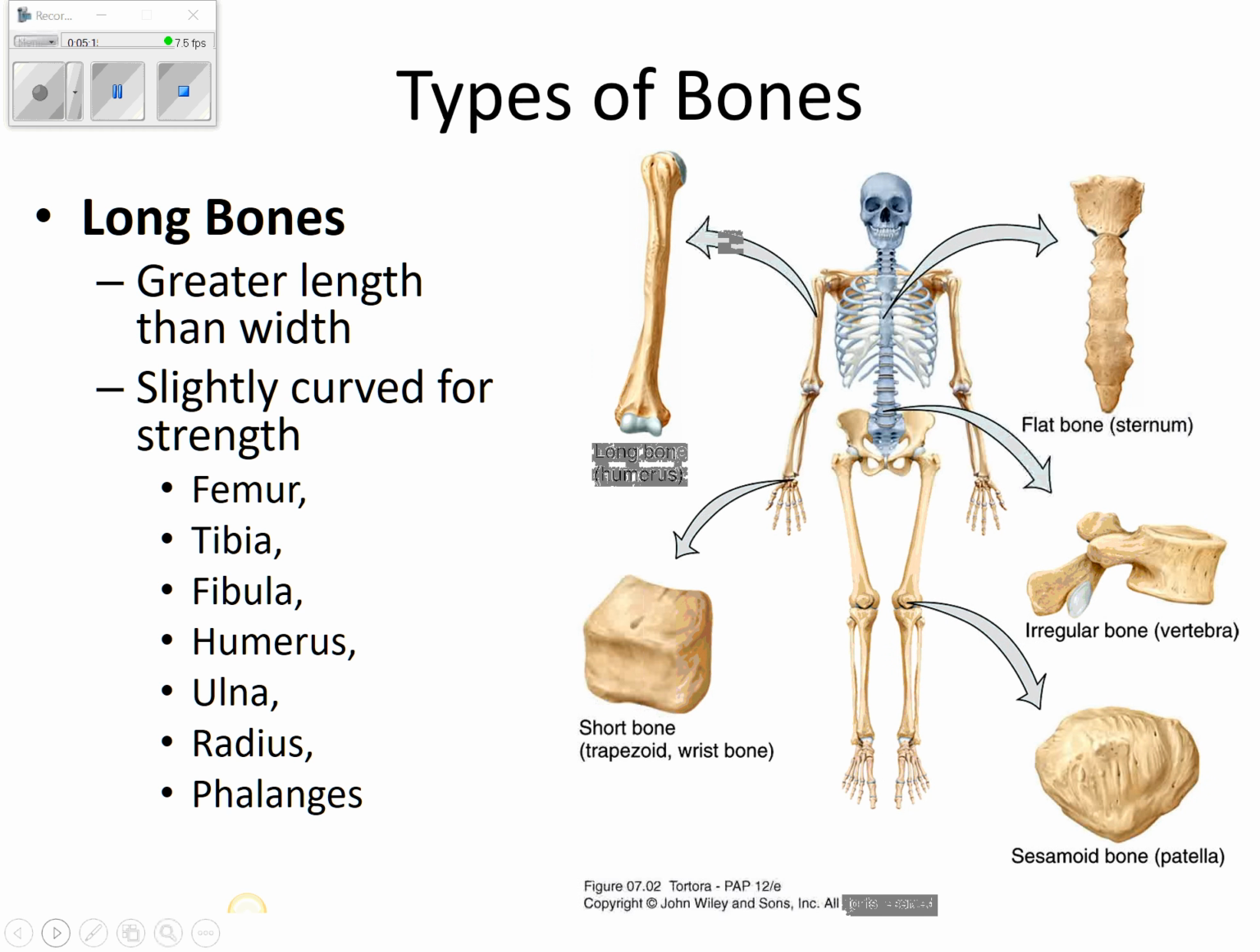So long bones, of course, they're going to be greater in length than they are in width. They're slightly curved for strength. Your examples of those are going to be your femur, your tibia, your fibula, your humerus, ulna, radius, and the phalanges.